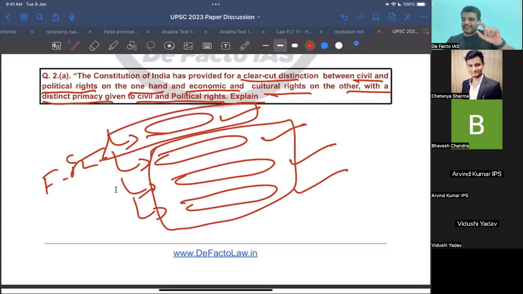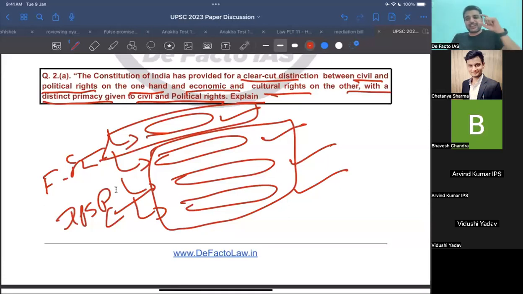Second to fourth generation rights are basically what? DPSP. So this is a question which I am asking you: give me the distinction or interrelationship between DPSP and fundamental rights. It seems like a very tricky question, but it is not a tricky question.